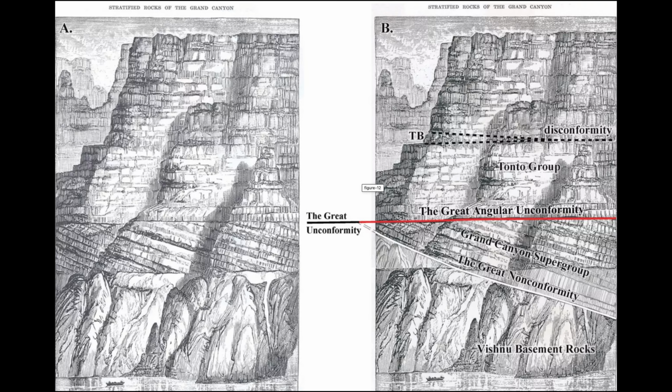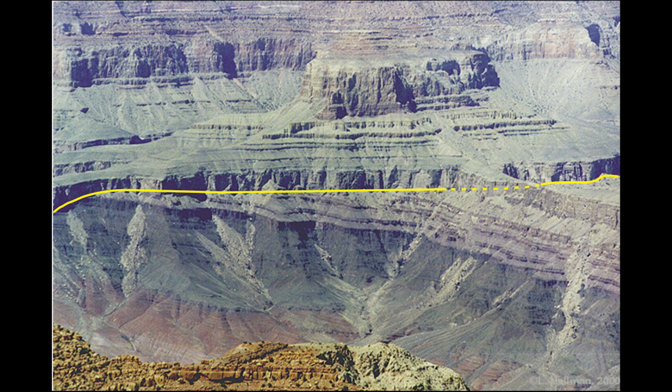Then putting it all together, here we see the 1.7 billion year old Vishnu Schist. The Bright Angel Shales are down here as well. Looking at it from far away, you can see the angular unconformity very clearly. So it's obvious in this situation, from this viewpoint, that this is an angular unconformity.